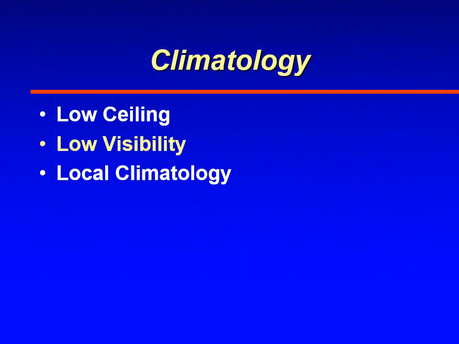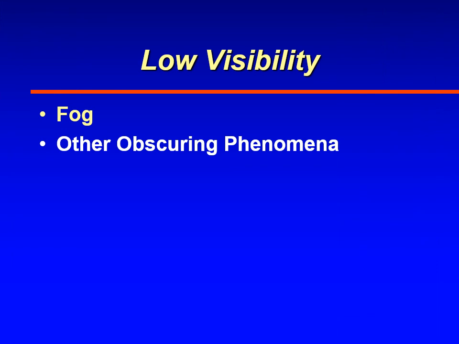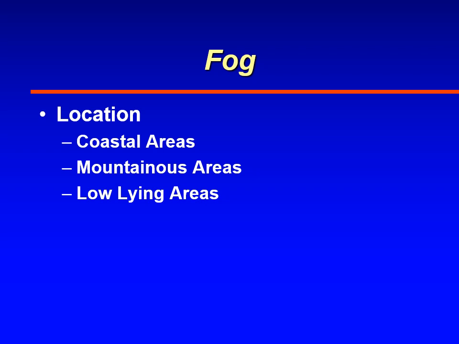So we went through low ceilings and low visibilities. Where do you typically find areas of low visibility? Well, fog can cause low visibility, and you can typically find fog in coastal areas because there's a lot of moisture there. Also in mountainous areas because of the lifting action caused by the mountains. And then also in low-lying areas. Typically cold air drains into low-lying areas, and you have a higher frequency of fog in those areas.